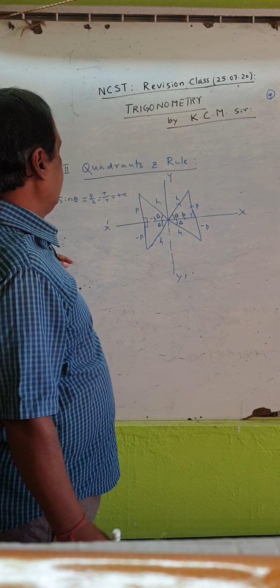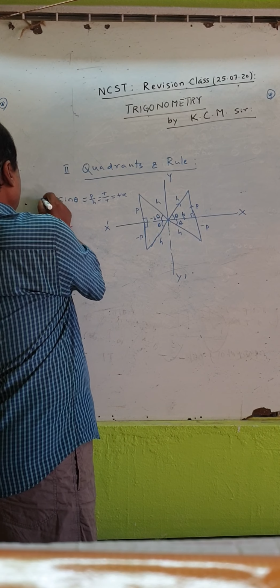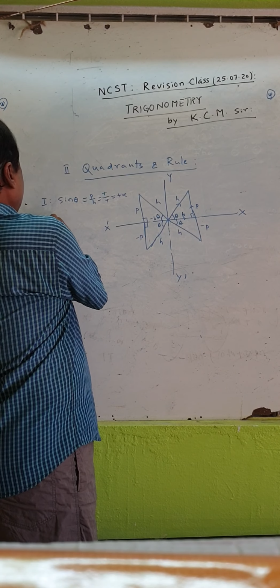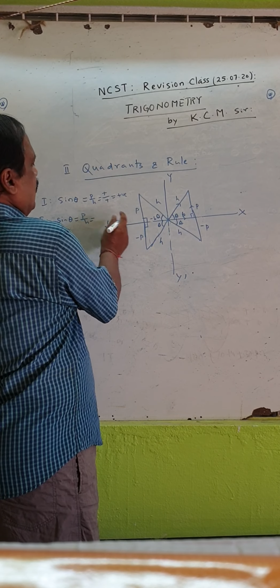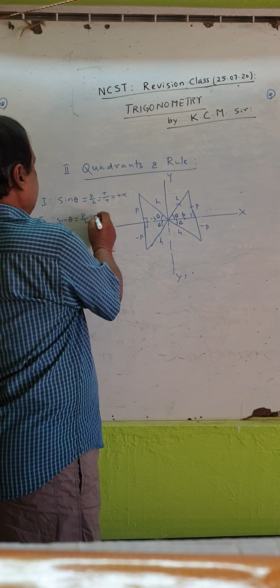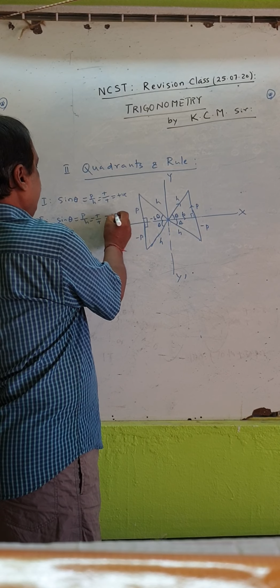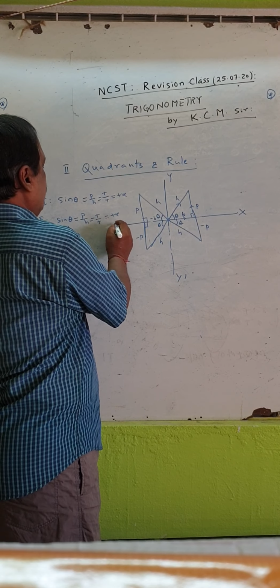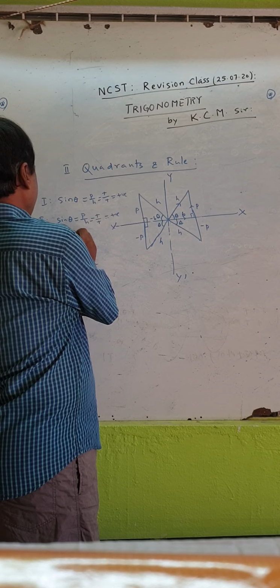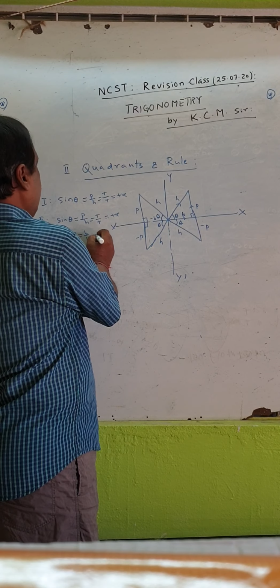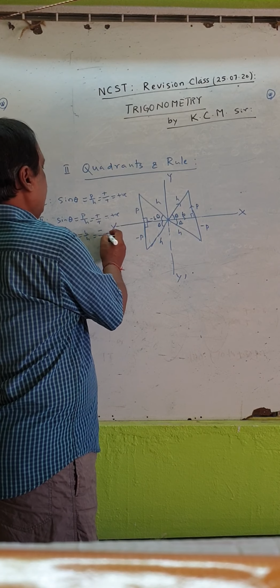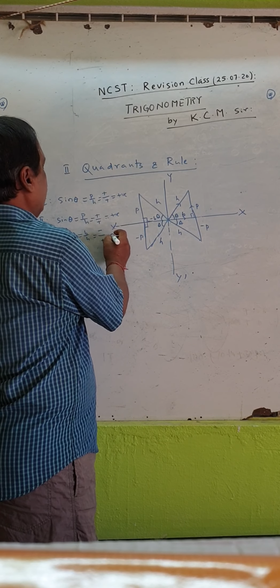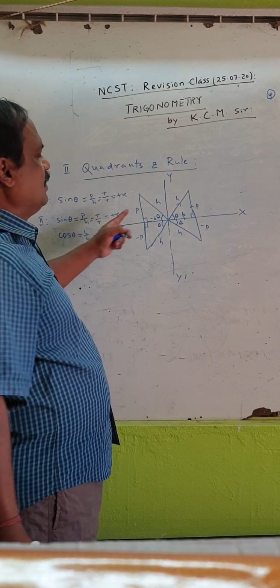We come to second quadrant. Here sin theta is P by H. Here P is positive, H is positive. So positive by positive, so positive. But what about cos? Cos theta is B by H. B is negative here, so negative by H which is positive. So negative by positive is negative. Therefore cos is negative here.